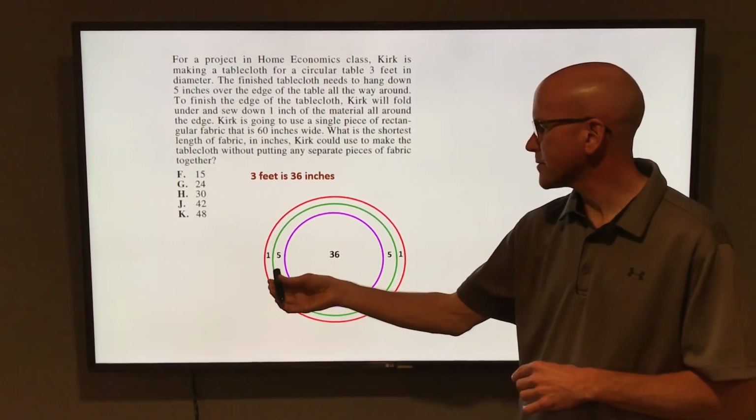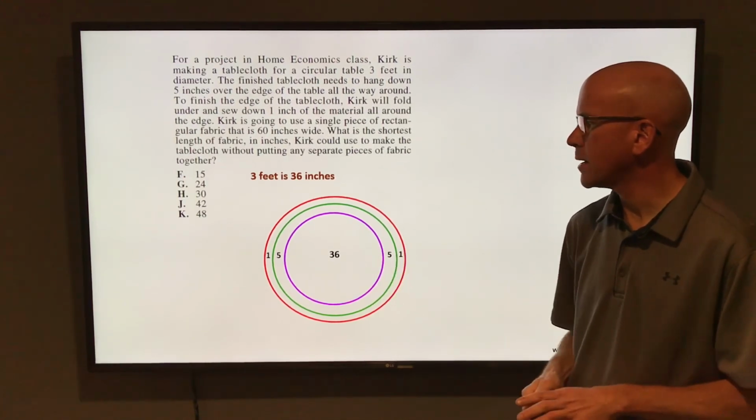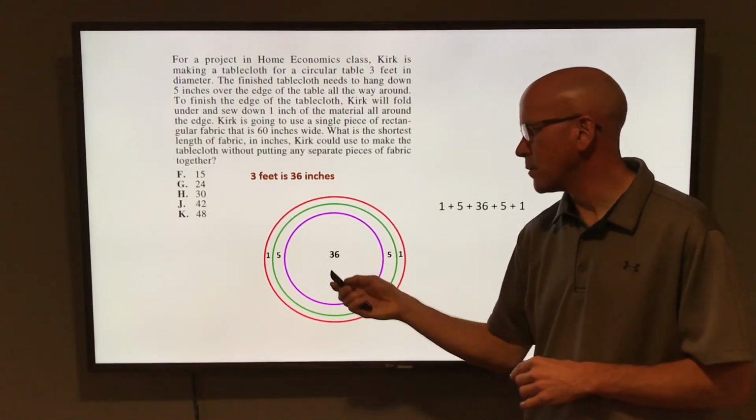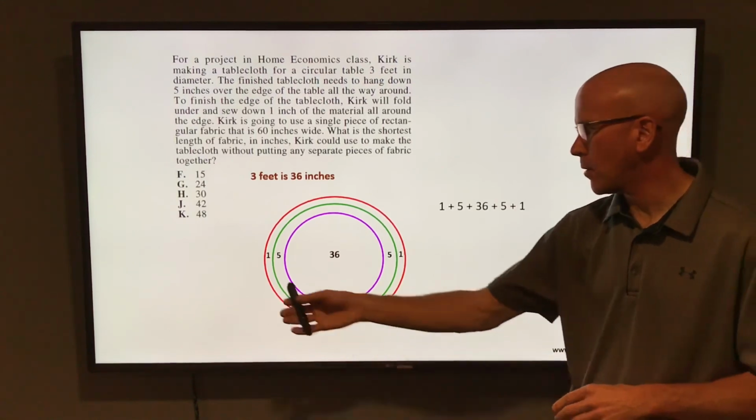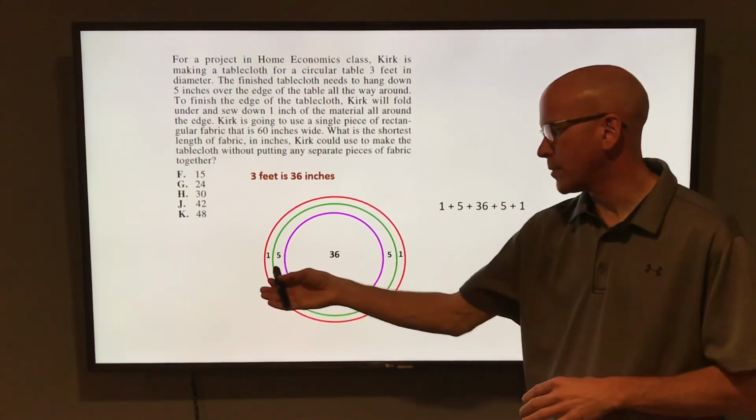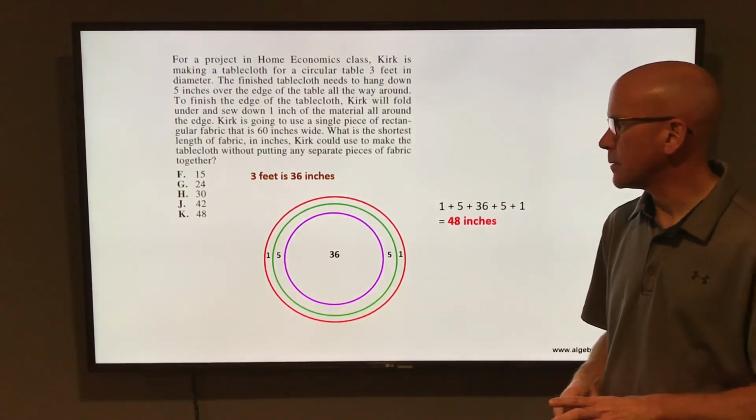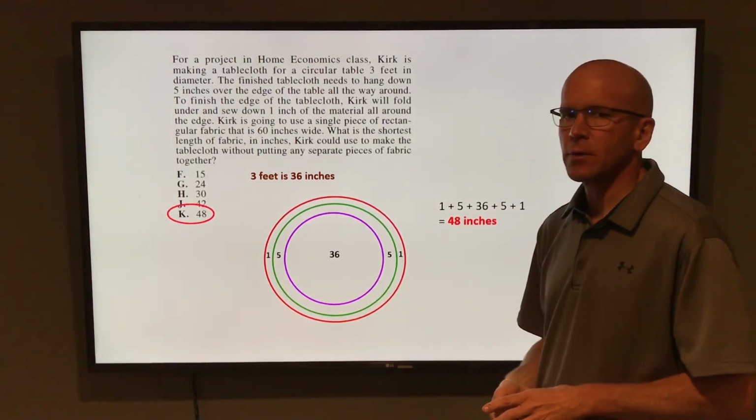You have 1 plus 5 plus 36 plus 5 plus 1. You need to add all of those together, not just the 1, 5, and 36. Add all of those together all the way across the table and the tablecloth, and that is going to add up to be 48. 48 inches, letter K is the correct answer.